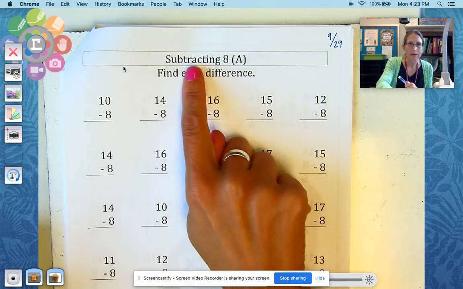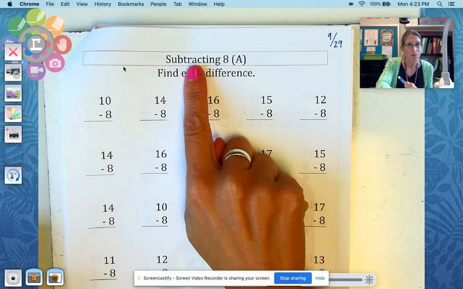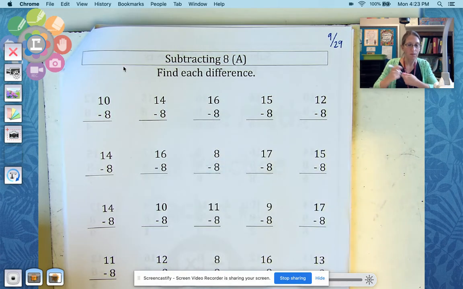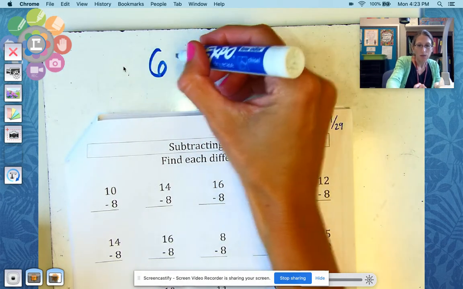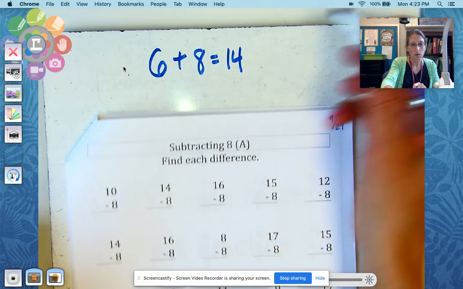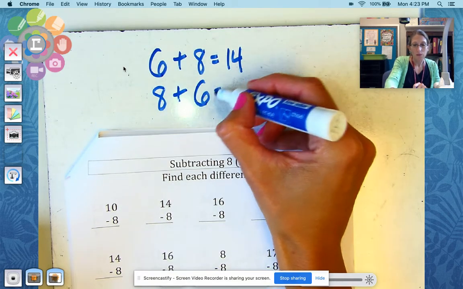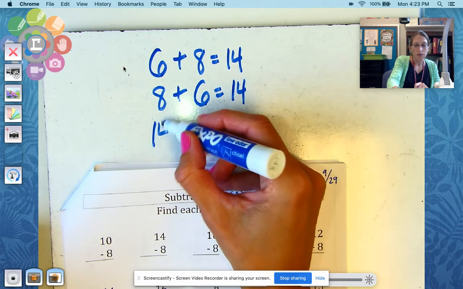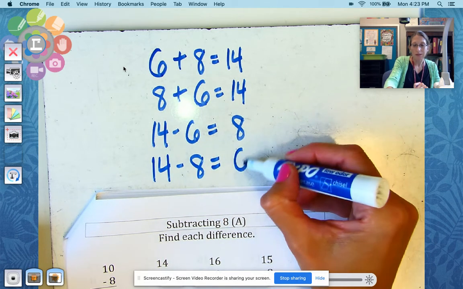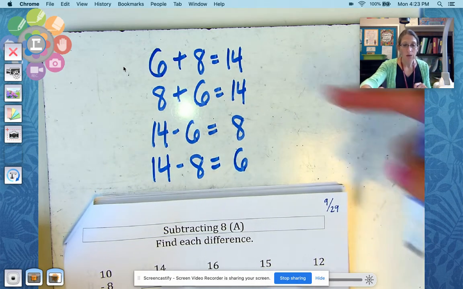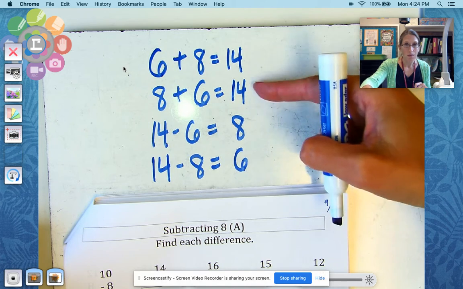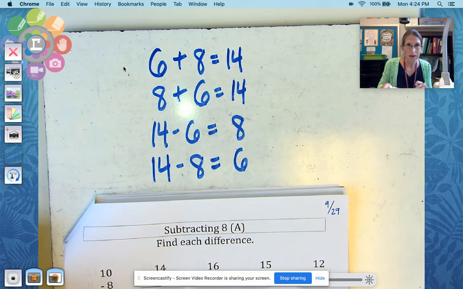Remember, when we are subtracting, it's always a good idea to think about our addition facts that go along with it. I see this fact here, and it makes me think of a fact that I know to help me. I know 6 plus 8 equals 14. And if I know 6 plus 8 equals 14, then I also know 8 plus 6 equals 14. I also know 14 minus 6 equals 8, and 14 minus 8 equals 6. So these all work together as a fact family. We have two addition equations, two subtraction equations. So you could think about that to help you with your facts.